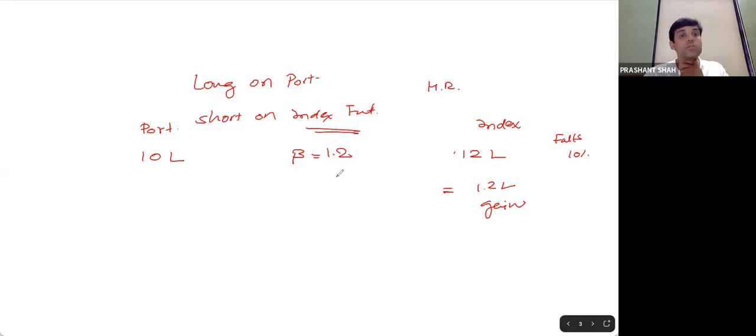My portfolio is 1.2 times sensitive to the index, which means it is changing by 12%. Since the index has fallen by 10%, the portfolio will fall by 12%. And how much would I be losing? 1.2 lakh is my loss. So my net result of this change is zero. This is an example of a complete hedge, right?